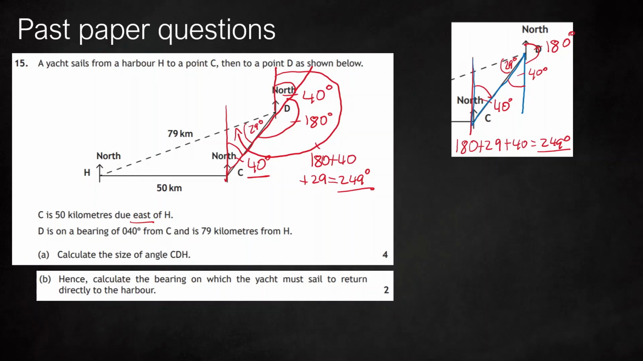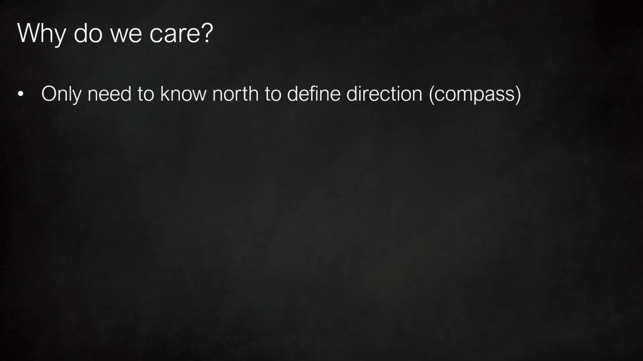Right, so we're going to round out this video with why we care about bearings in this topic. Bearings themselves are useful because you only need to know north to define a direction. So if you have something like a compass on you, you can write down what direction you're going in, and if you're on a radio with somebody else, you can tell them I'm bearing at this direction, and all you need to know is north. You don't need to know anything else really to define a direction.